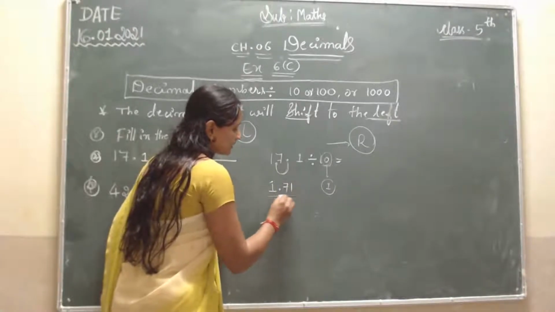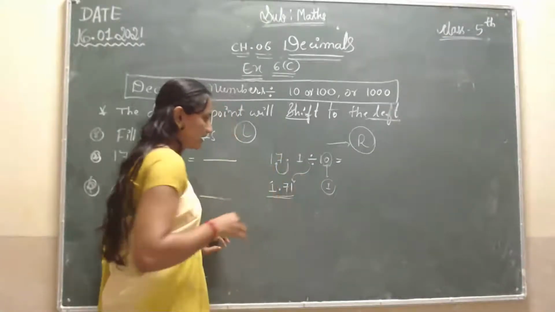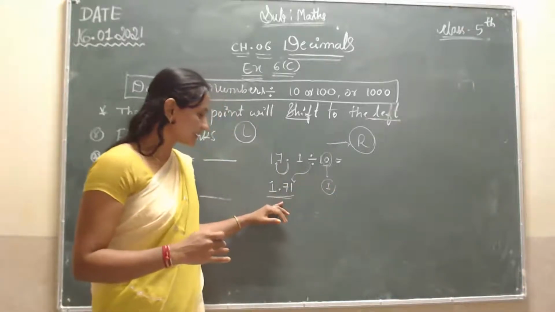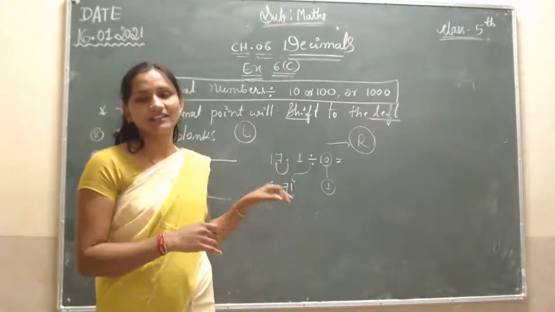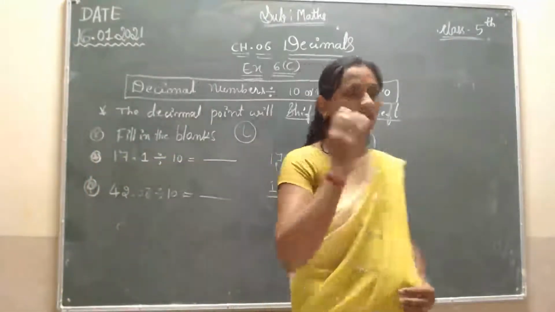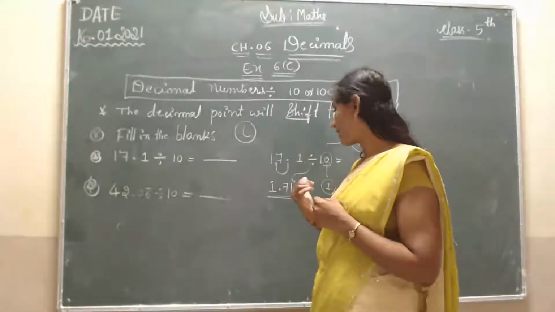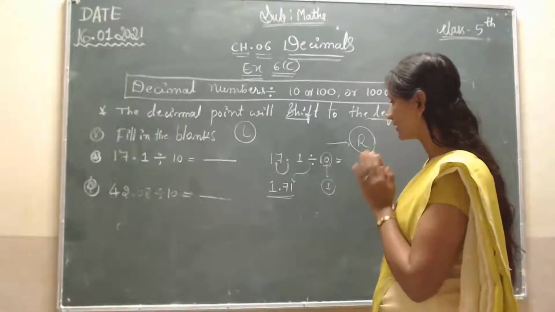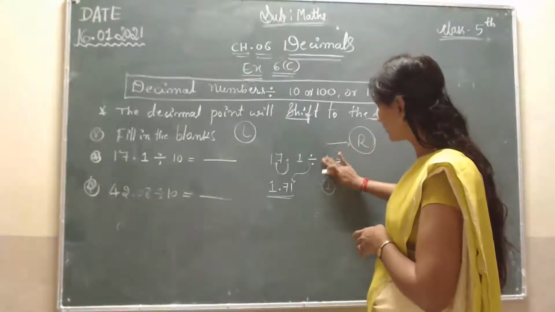1.71. So this is the result, because you have to divide 17.1 by 10. So we will get the result. So we will get what? That is 1.71. Students, I hope that we understood this point. Just concentrate here. Students, here 10 is given.